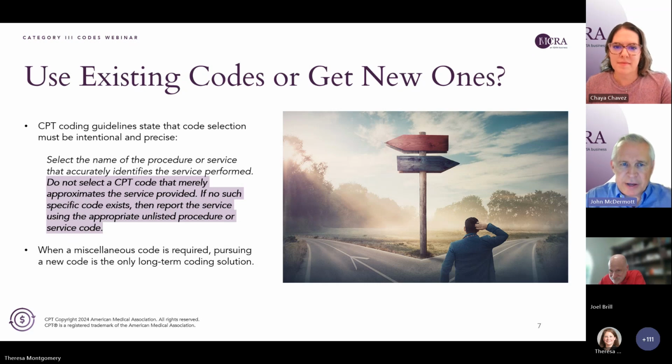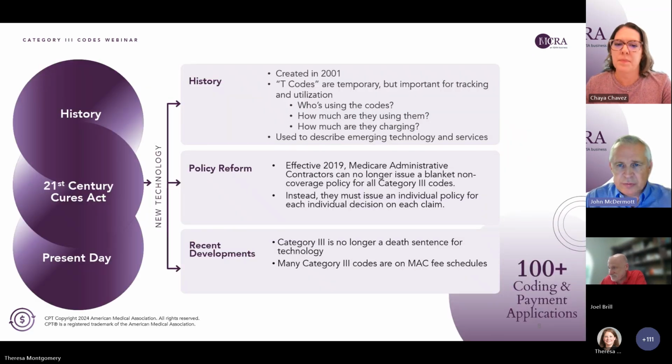Yep. Thank you, Chaya. And next slide. And that leads us then into Category 3. I think the first question I have for my co-presenters here is, how did Category 3 come about, and what is the history of Category 3? And Chaya, do you want to lead us off first?